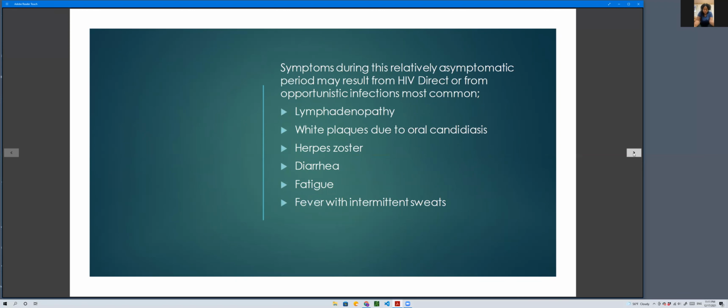and symptoms during this relatively asymptomatic period may result from HIV directly or from opportunistic infections, most commonly lymphadenopathy, white liquid due to oral candidiasis, herpes zoster, diarrhea, fatigue, fever with intermittent sweats.